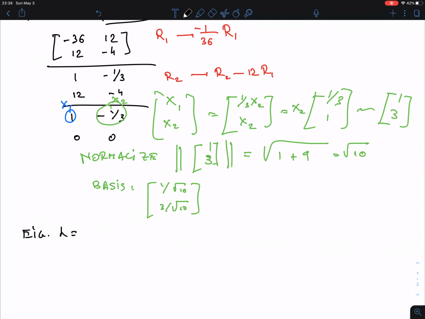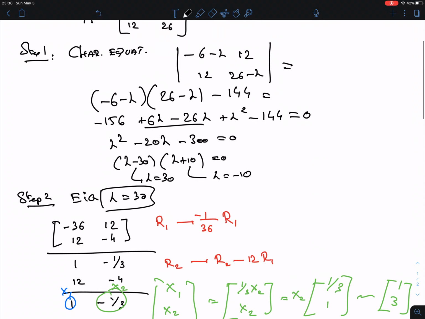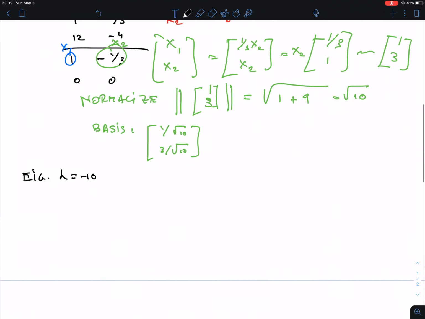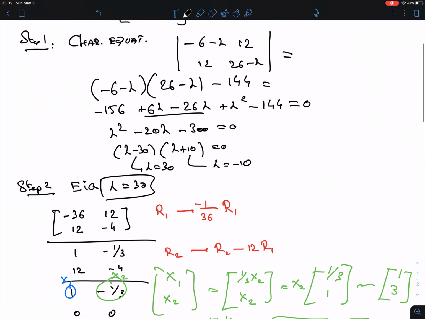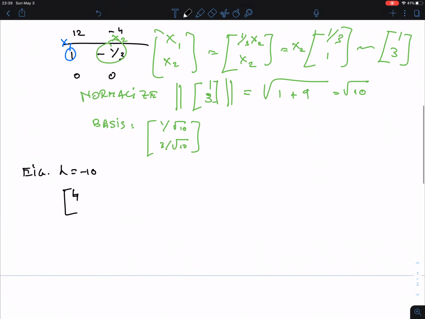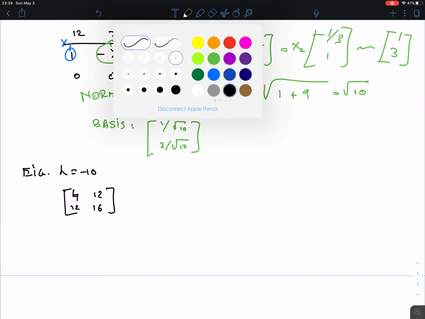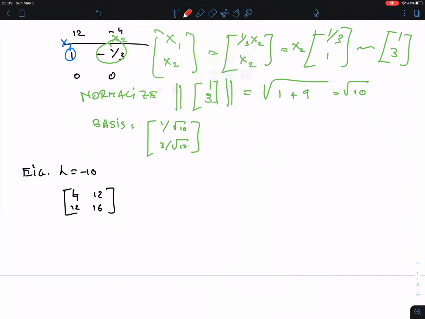Eigenspace for lambda equals negative 10. So now I'm going to add the 10 to the diagonal. Minus 6 plus 10 is 4. 12, 12, and then 16. So 12, 12, 16. Okay, in this case, we are okay. We can divide by 1/4 here.